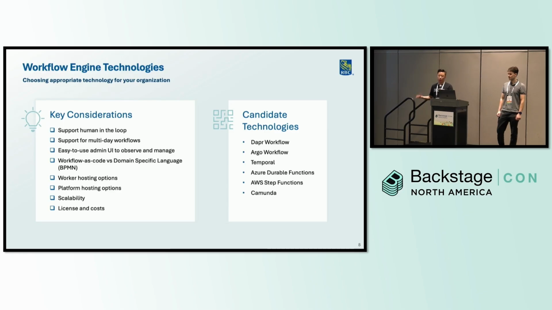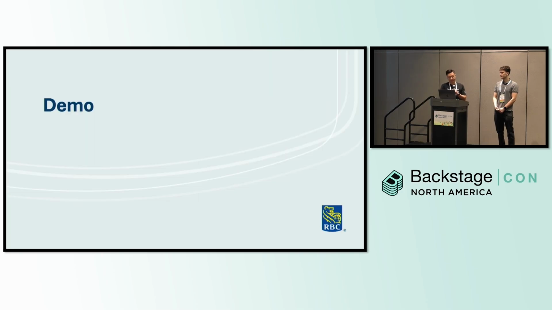For us, we chose to go with Temporal. We're using the open source version, but it also provides all these capabilities. Azure Durable Functions and AWS Step Functions provide similar capabilities, but are a little bit more tied in with the specific cloud providers. And then Camunda for more of a legacy BPM approach to this.